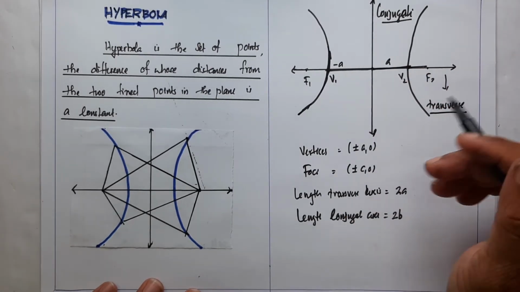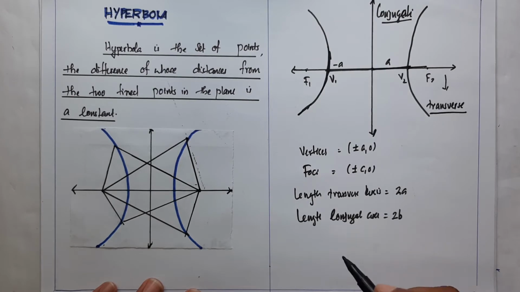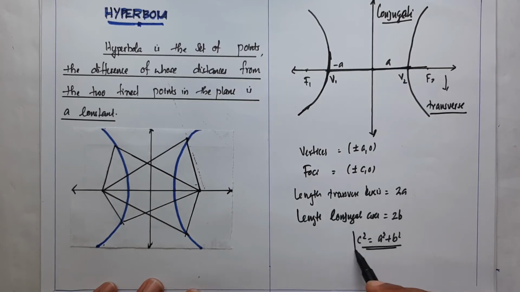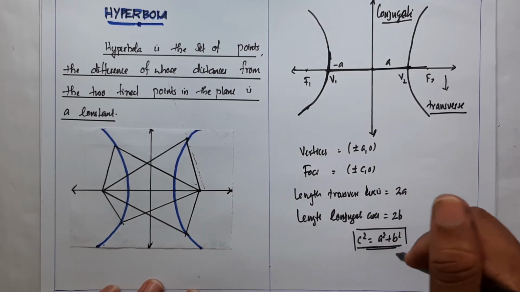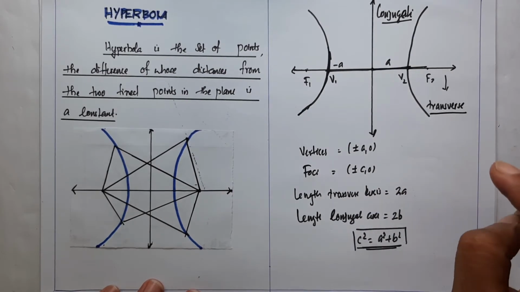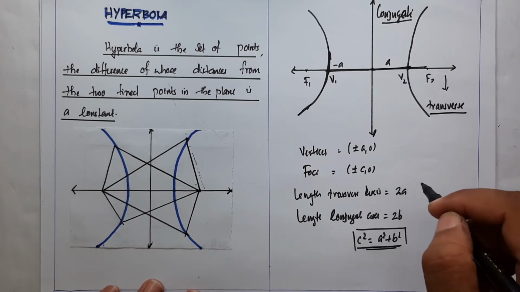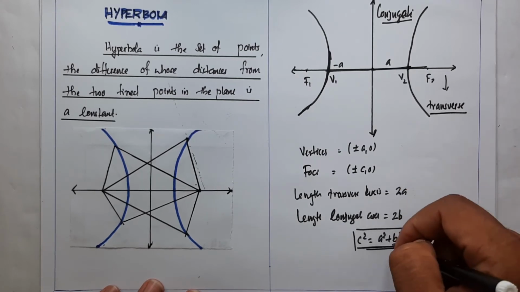Now here you use a relation between the semi-transverse, semi-conjugate and semi-focal distances, that is c square is equal to a square plus b square. It's a very important relation. In the ellipse it was c square equal to a square minus b square, but here the relation between a, b, c is c square equal to a square plus b square. When we put c and a into the given equation, we get b.